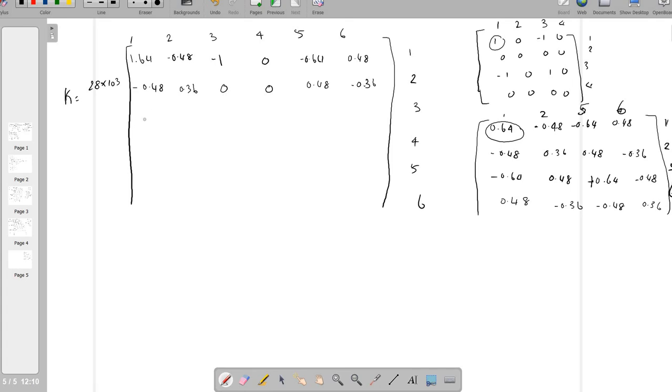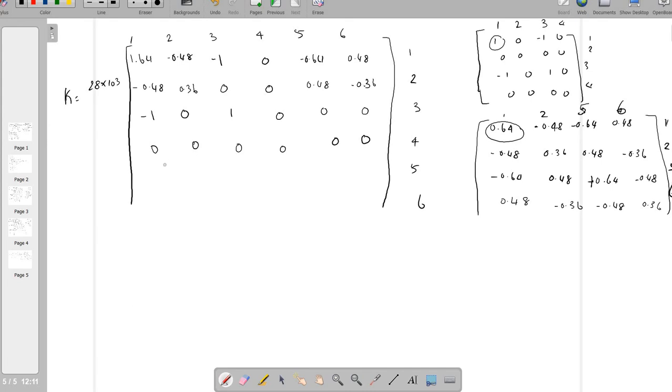1 3 is available in the first matrix, it is minus 1. 2 3 is 0. 3 3 is 1. 4 3 is 0. 5 3 is 0 and 6 3 is 0, because there is no connection between 5 and the third node, so there is no value for 3 here. Next, 1 4 is 0, 2 4 is 0, 3 4 is 0, 4 4 is also 0. 5 4, there is no connection between 5 and the 4th node, so it is 0. 6 4 is also 0.